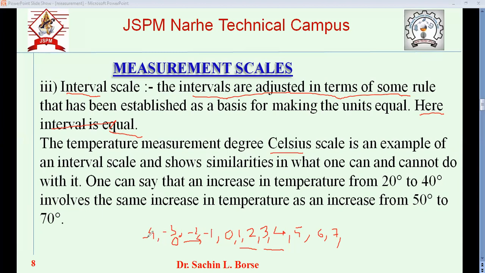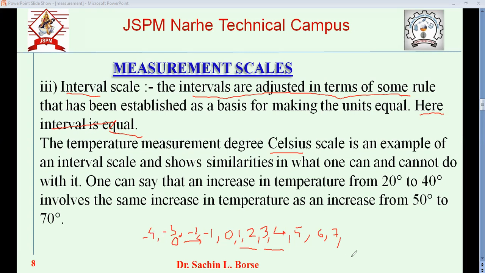Now we'll see one important concept here: we don't know where the absolute zero value of this scale is. In degree Celsius, actually, it is not a technical temperature measuring unit. The technical temperature measuring unit is Kelvin.